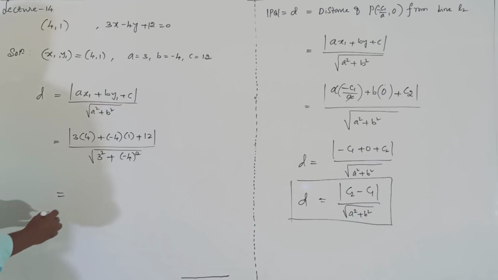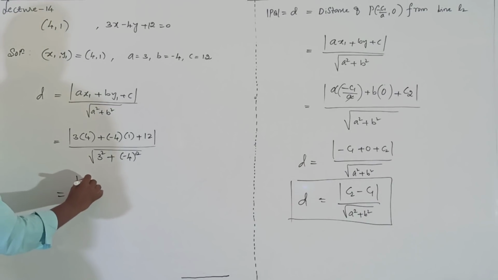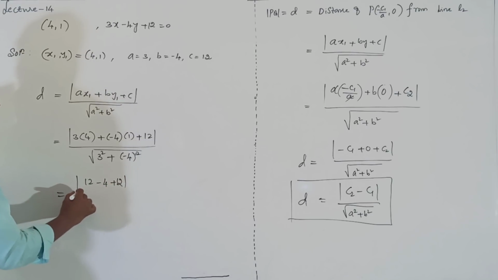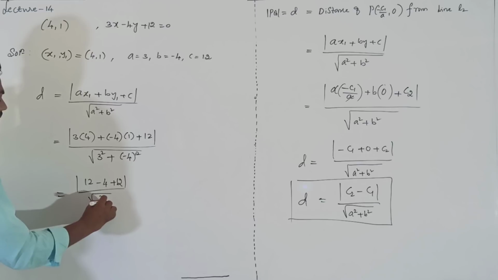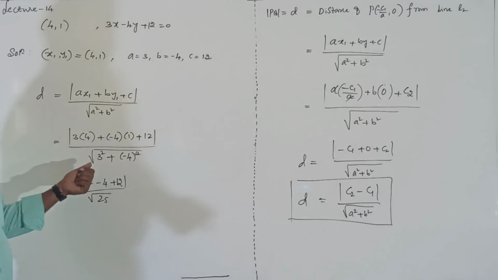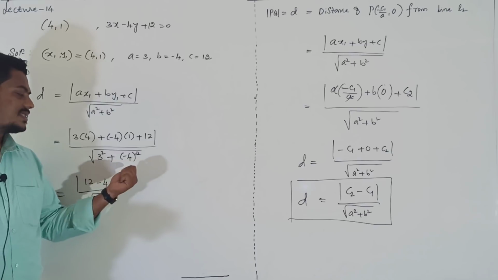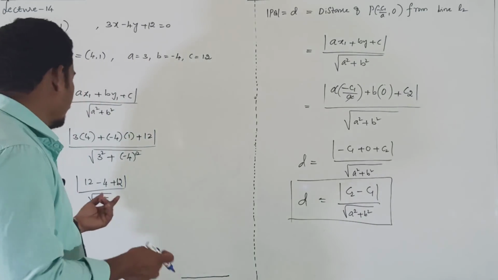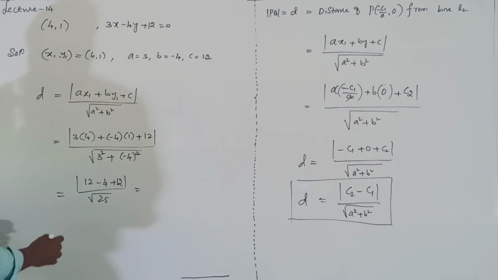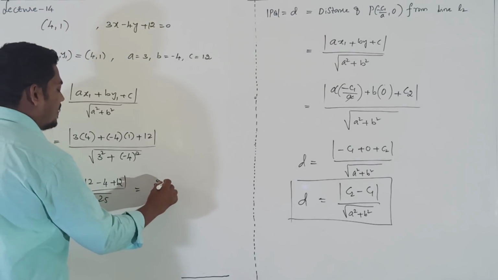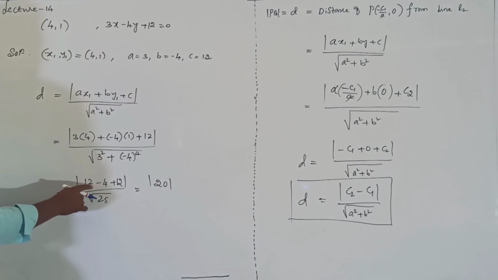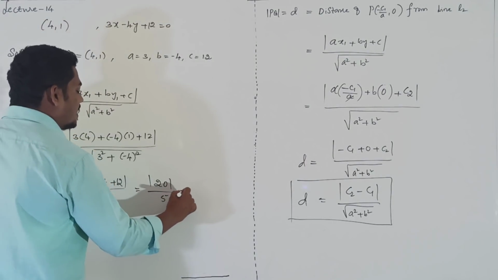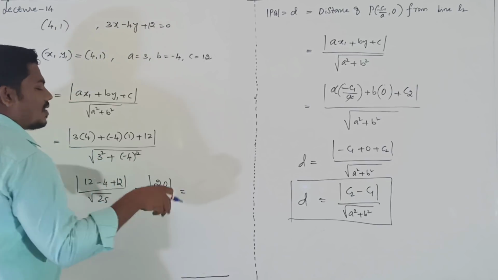right? That's equal to modulus of 12 minus 4 plus 12, right? Whole thing divided by square root of 25 only, because 3 square is 9 and minus 4 whole square is 16. 16 plus 9 is 25. That's equal to, it will be 12 minus 4 is 8. 8 plus 12 is 20. Divide by square root of 25 means 5. That's equal to modulus of 20 over 5.